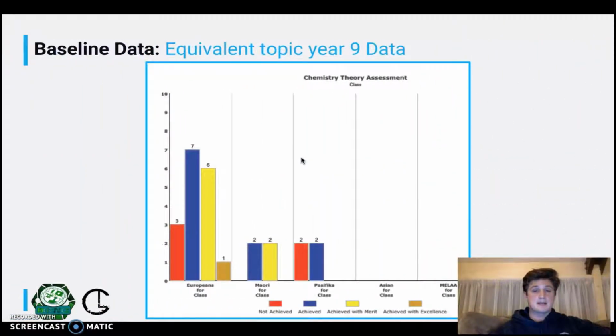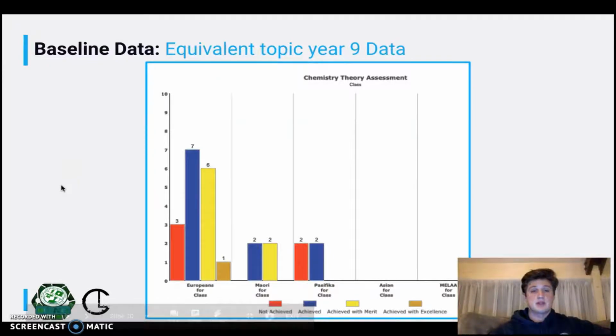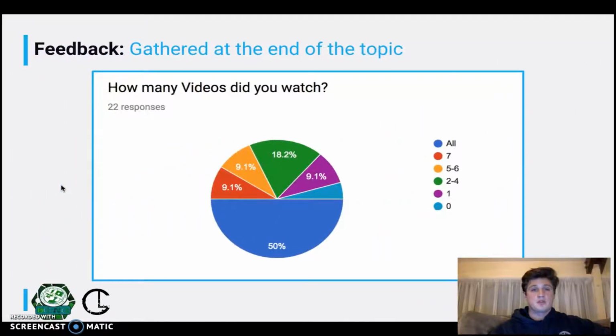Here was my baseline data. As we can see, pretty mixed. Some 50-50 achievement with the Pacifica boys, but you can see all of this here. So I gathered some feedback.